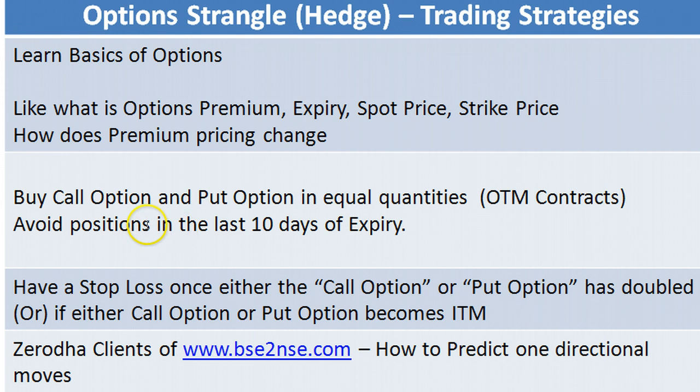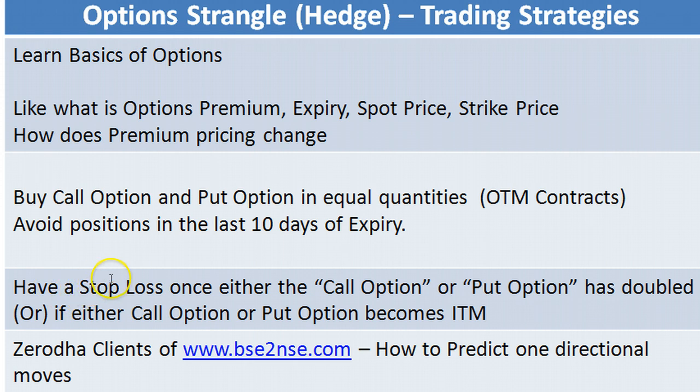The one thing that you need to know is to try to avoid having positions in a hedge or strangle strategy in the last 10 days of expiry, meaning if the expiry is on the 26th or 28th, you should not have positions after the 16th or 18th, because towards the expiry the premiums will tend to fall heavily unless the markets are going to move in your favor.